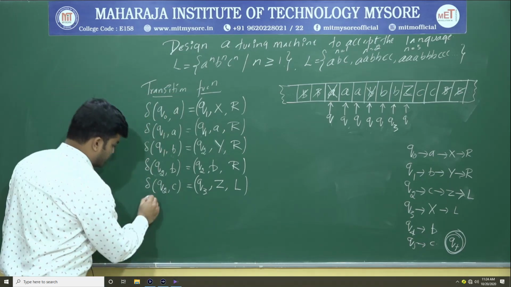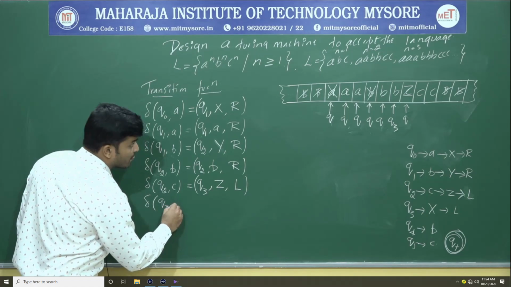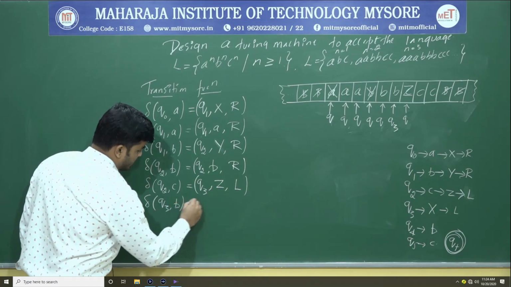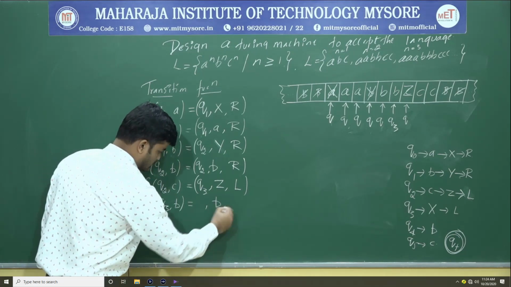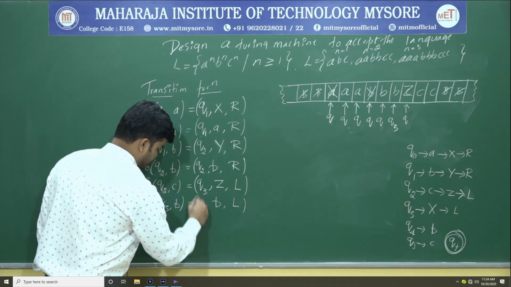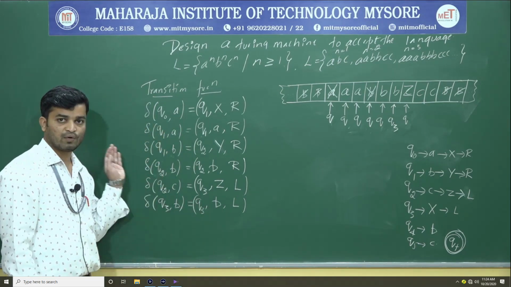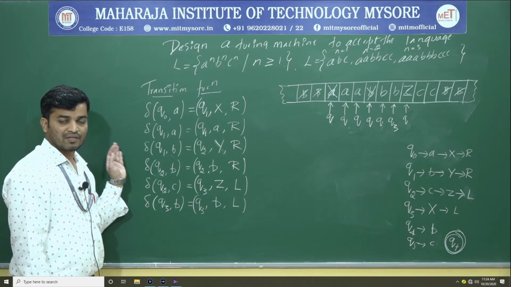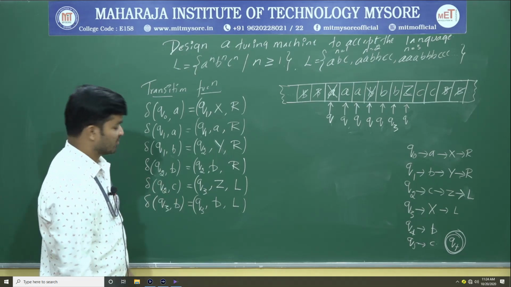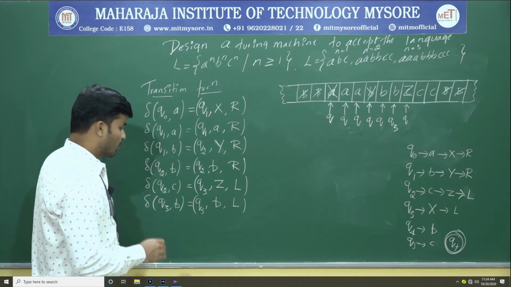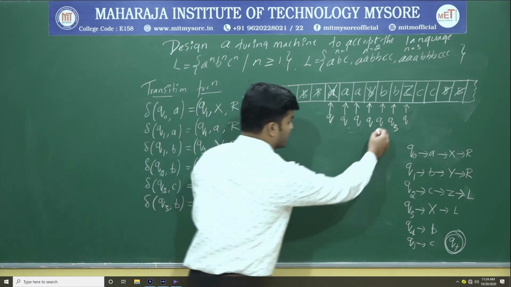Yeah. So next transition, delta of Q3 comma B. So maintain that B as it is and move at left hand side with same state what? Q3. So why are we using what? Q3? We are using Q3 to find what? X, because that is the last symbol that was replaced in the extreme left. Okay. So it will move till X. For all the other symbols it will keep on moving left hand side. Now it will come over here.